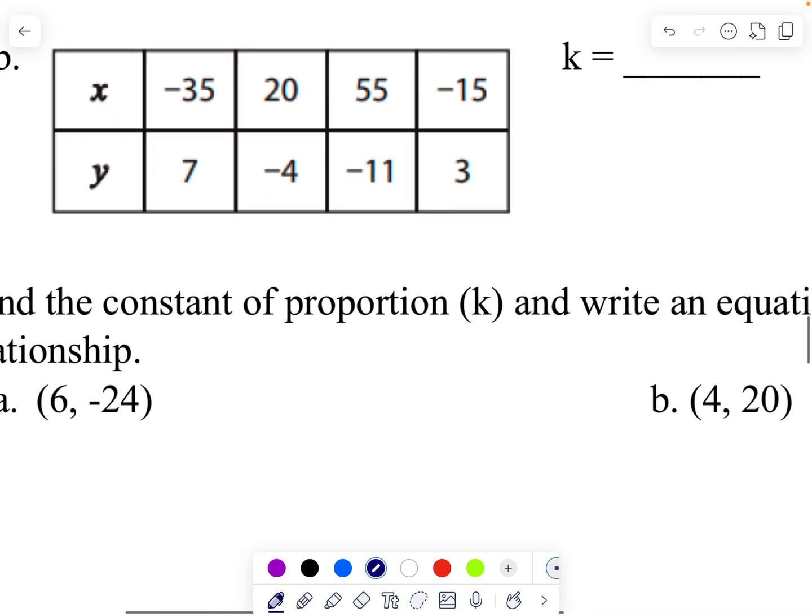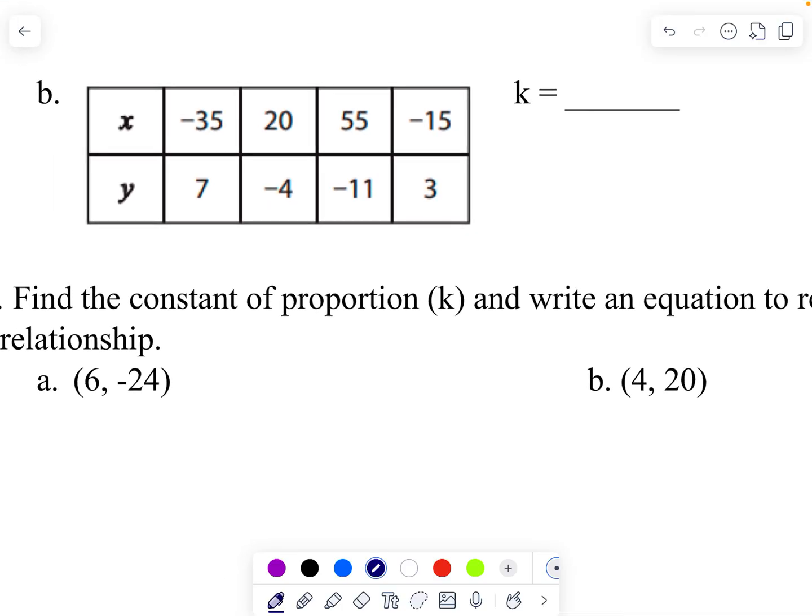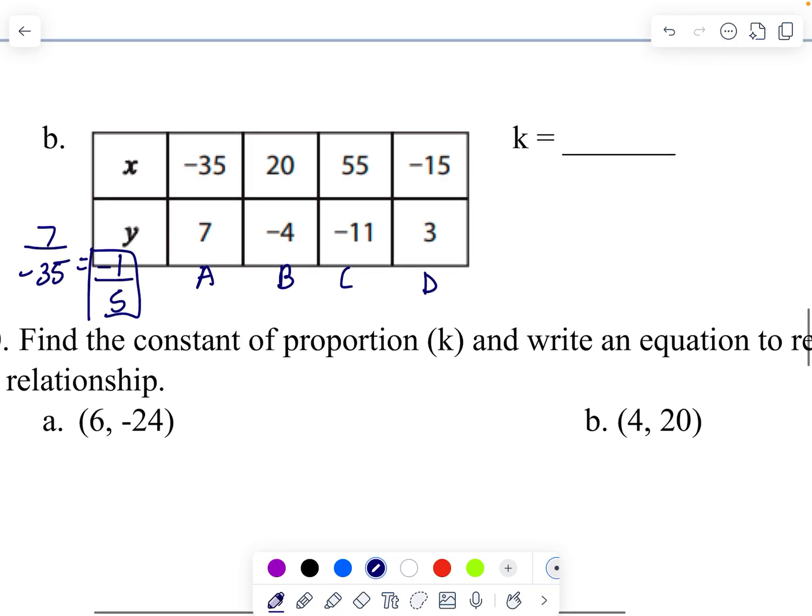Okay, we're going to do it one more time. So again, point A, B, C, and D. Starting with point A, we have 7 on top, which is the y, and negative 35 on the bottom, which is the x. If you click simp, this is going to give you negative 1 over 5. That's my first k. Let's do B now. B has a y of negative 4, and 20 on the bottom. If you click simp, this is going to give you negative 1 over 5 again.